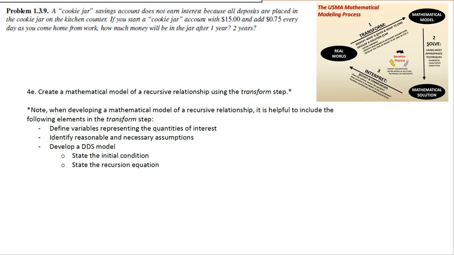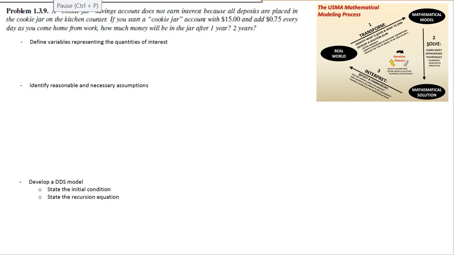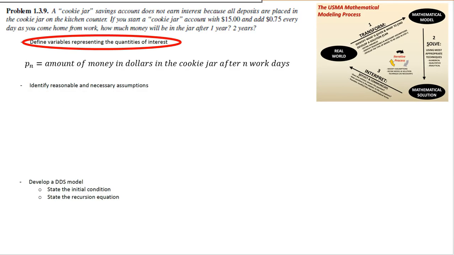And to do this, we need to define a variable that represents this quantity of interest. So let's define a variable. Let's define P sub n, where P sub n equals the amount of money in dollars in the cookie jar after n workdays. And we specify that index n as days, and specifically work days.